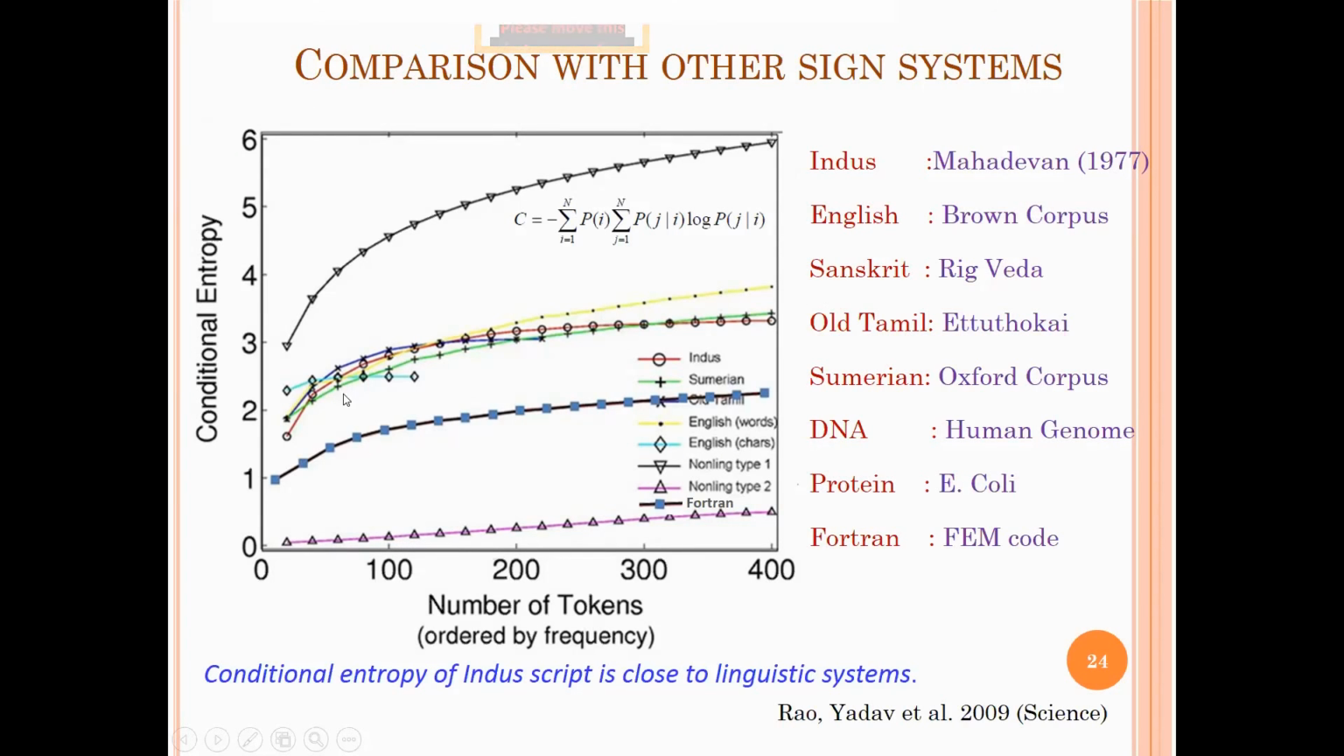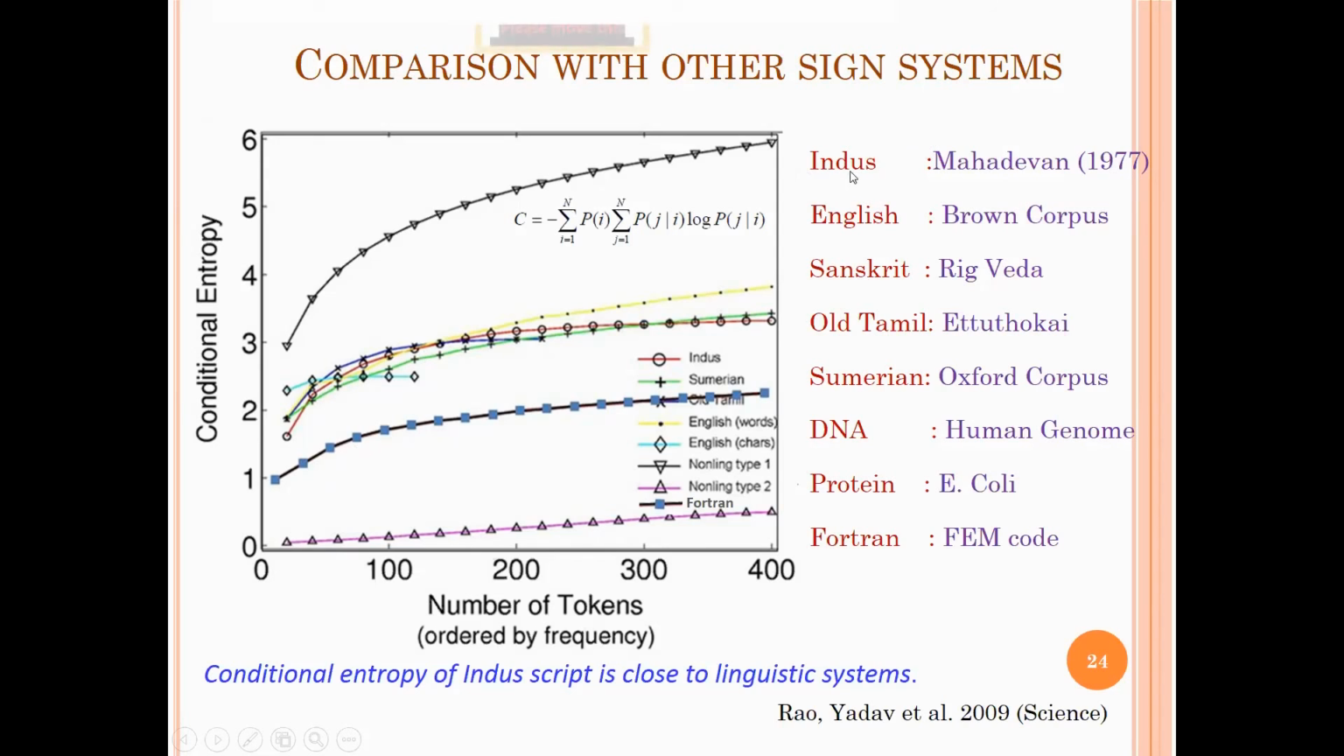Now, this band is mostly taken up by the linguistic systems, and you can see even Indus, that is this curve, seems to fall on this linguistic band. Okay, and there was another system that is here, the Fortran. We had this non-linguistic system in our study that seems to have a flexibility in between the natural languages and the very rigid system.